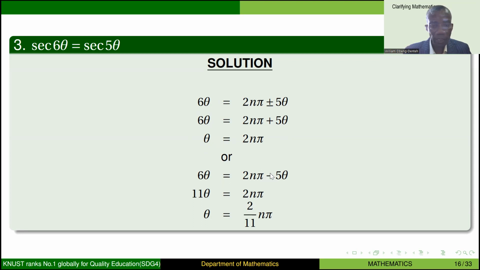Now, the next step is that we are using the minus. So we bring our minus. Then we add 5 theta to both sides. So this side it will clear. But this side, when we add 5 theta, we get 11 theta. Then the next step is that we divide both sides. So this side divided by 11 will give us theta. That side divided by 11 will give us 2 on 11 and pi.